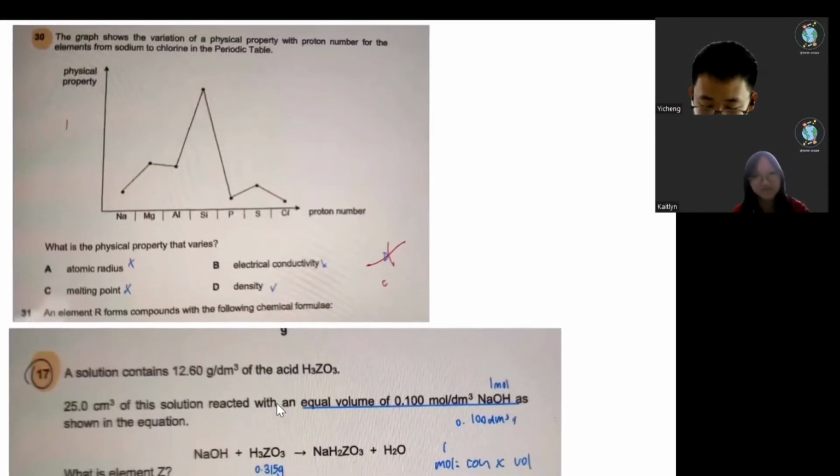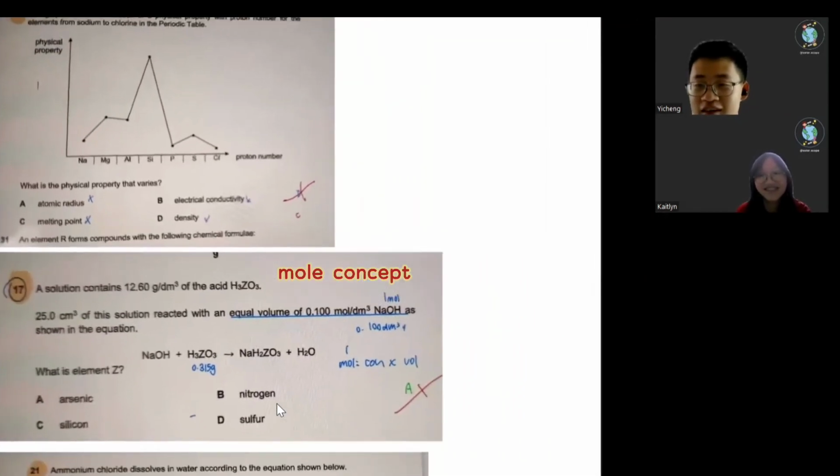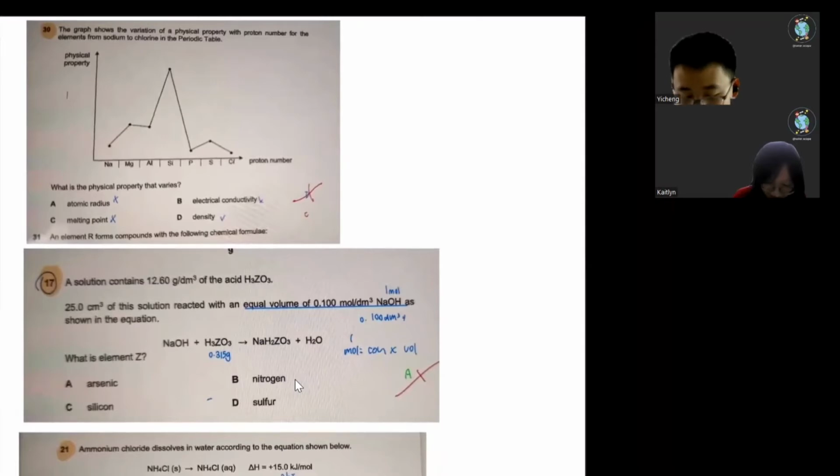Okay, moving on to the next question. This is a more conceptual question. We have a lot of information in this case, hence we need to do a lot of labeling. A solution contains 12.60 g per dm cube of the acid. So this is the acid and this is the concentration.